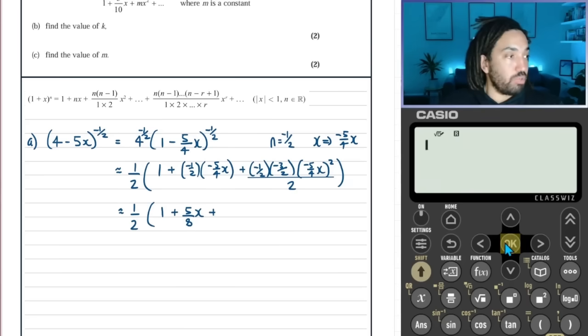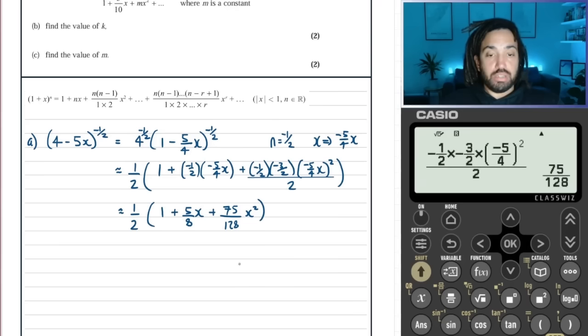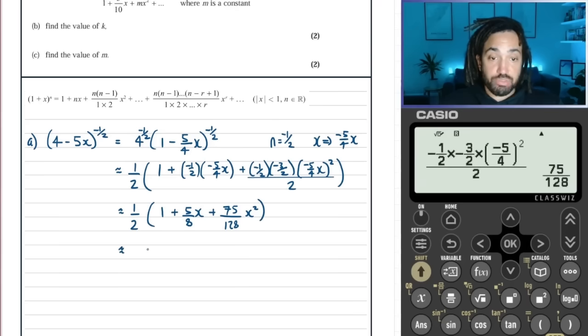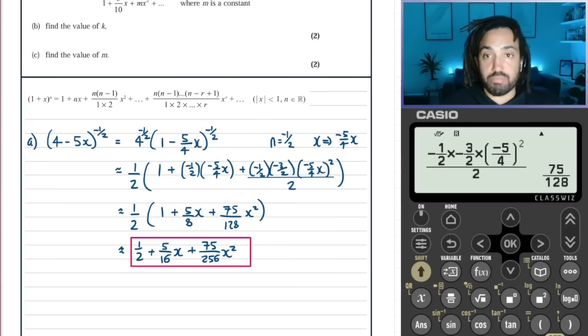And then maybe the next one, I'm not going to do it in my head, so let me just do it on the calculator. Okay, there we go. As you can see, put it into the calculator. So it's 75 over 128, and that'll be x squared. Okay, perfect. And then all we need to do now is just times through by that half. So we get 1/2 plus 5 over 16x, and then plus 75 over 256 x squared. Perfect. That will be our final expansion up to x squared.